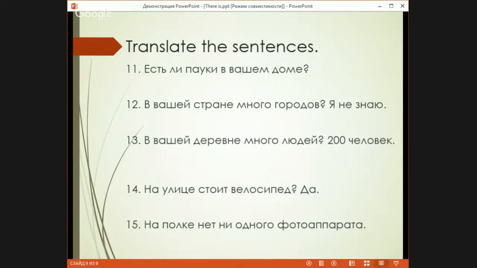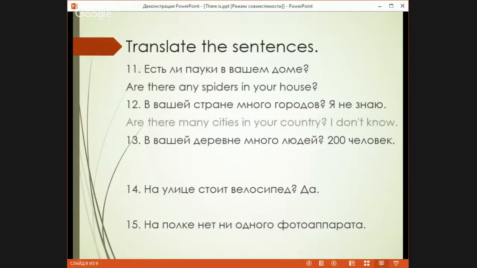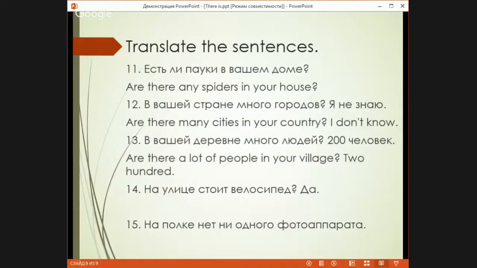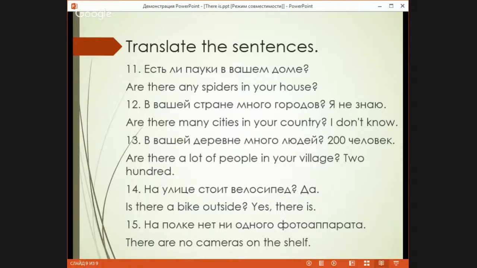Last sentences, please. These are questions. Are there any spiders in your house? Are there many cities in your country? I don't know. Are there a lot of people in your village? 200. Is there a bike outside? Yes, there is. And there are no cameras on the shelf. That's it, guys.